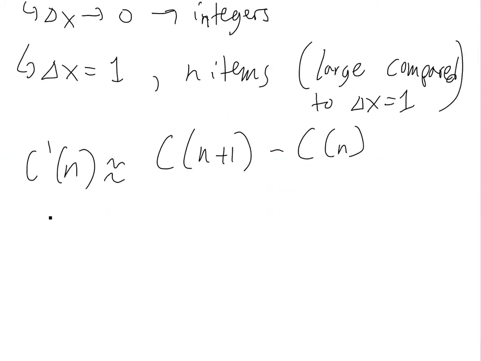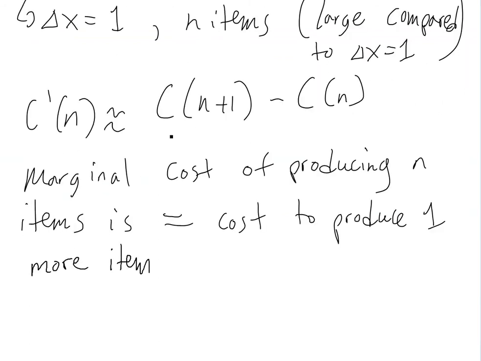So what this says is, if you look at this one, this is the cost of producing n plus 1 items minus the cost of n items. So the marginal cost of producing n items just means the cost to produce one more item, because we approximated by this, so that equals the n plus first item. If you get this around your head, just write this down here.